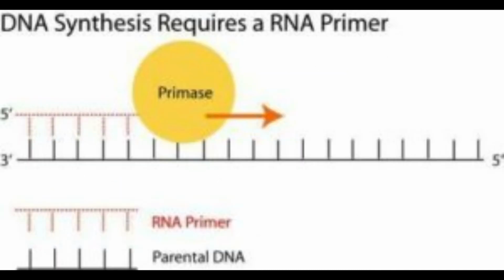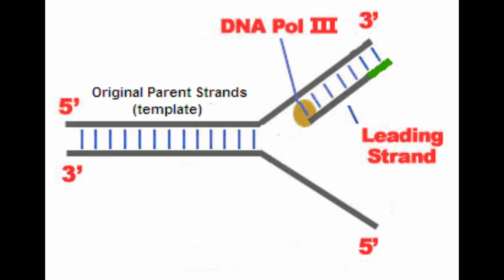To begin creating the new strands of DNA, RNA primase comes in first and puts a complementary RNA primer on a small section of the DNA of the leading strand. DNA polymerase 3 then comes in and fills in all the correct nucleotides after the primer.